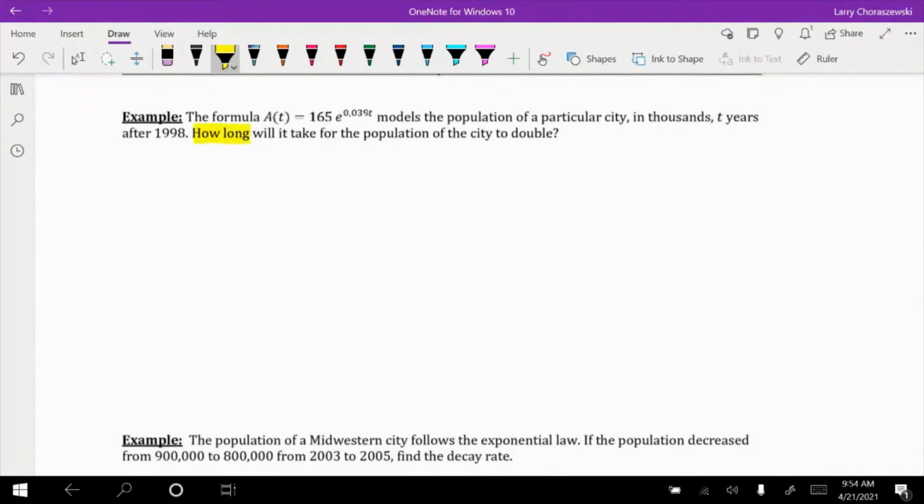Okay, so big money question is how long. So we're to assume we don't know a value of t. We need the population to double. The initial population is given by 165, which is a shorthand version of 165,000 based on the description. If we need the population of the city to double, then what that means is A of t needs to be 2 times 165.